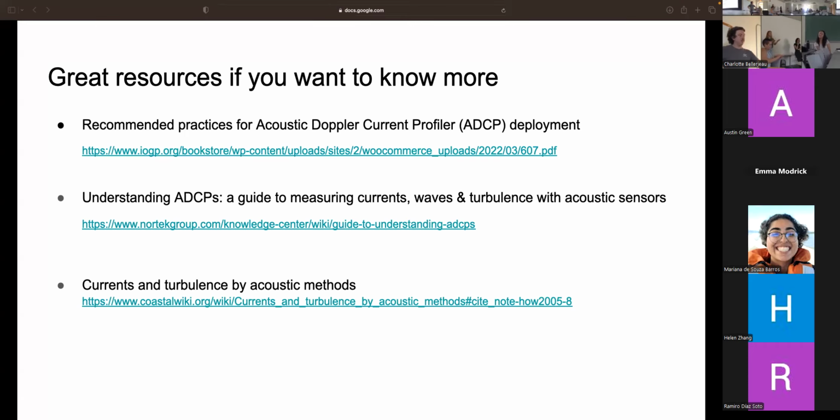Most research boats have ADCPs installed in the bottom hull of the ship. They are on all the time, looking down and measuring the velocities for you, and that data is collected all the time and shared.